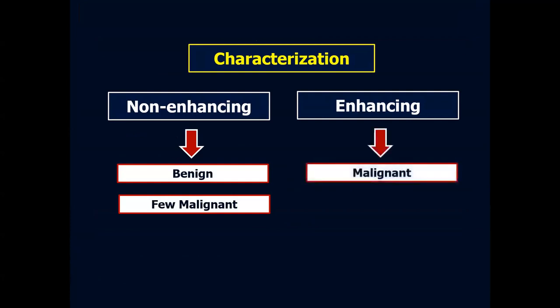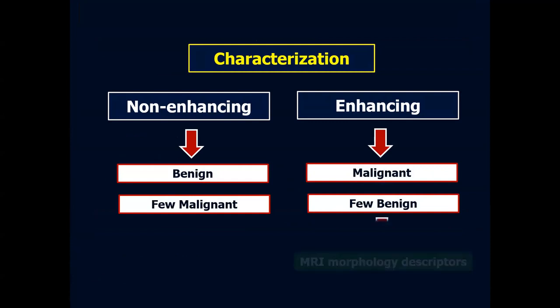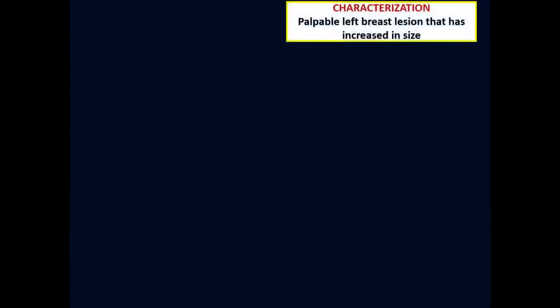And for the enhancing lesions, they are mostly classified as malignant lesions, and we only have a few benign lesions which also show contrast uptake, and therefore to characterize enhancing breast lesions, we should follow the MRI morphology descriptors to be able to differentiate whether they are benign or malignant.